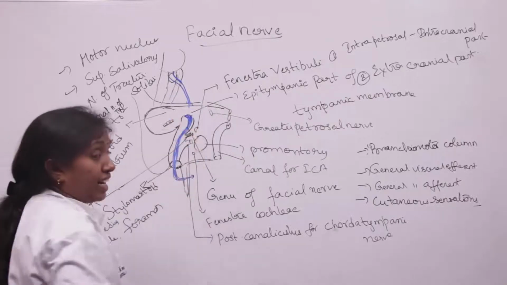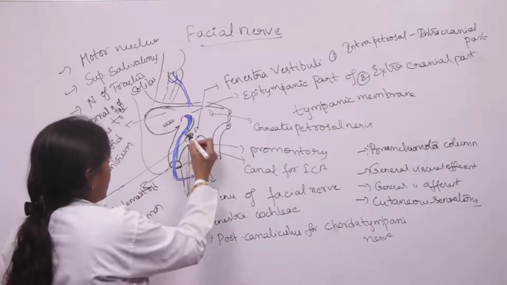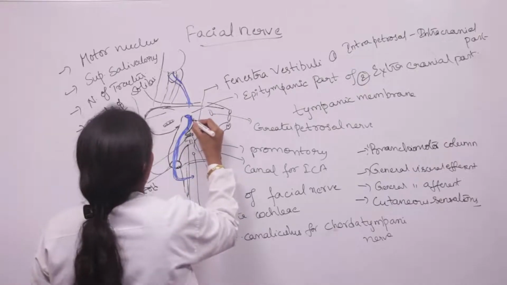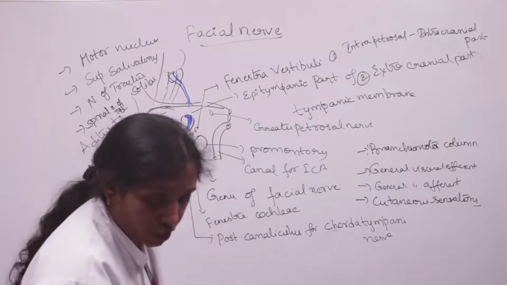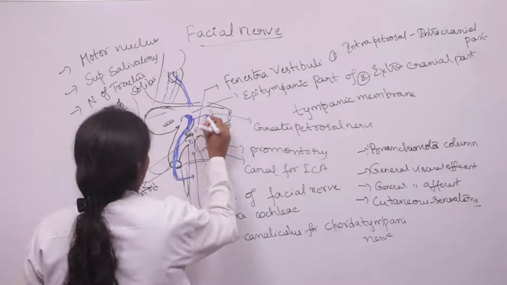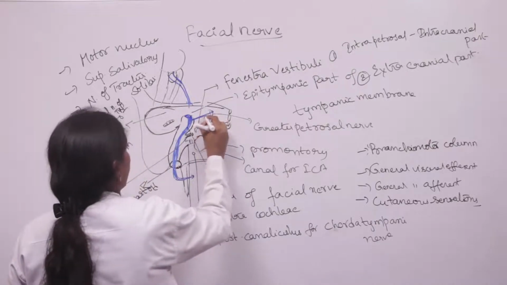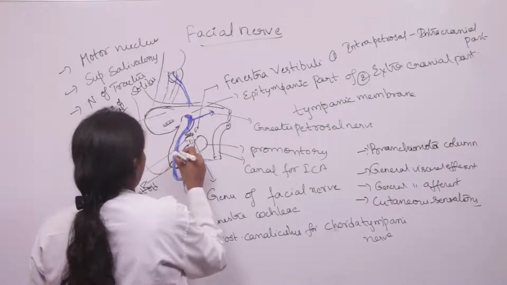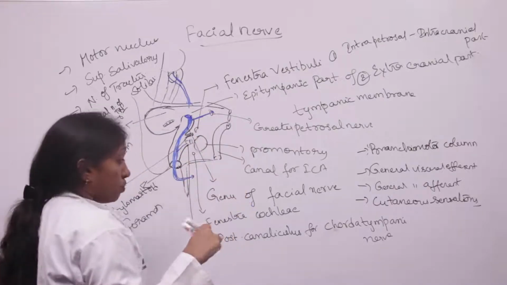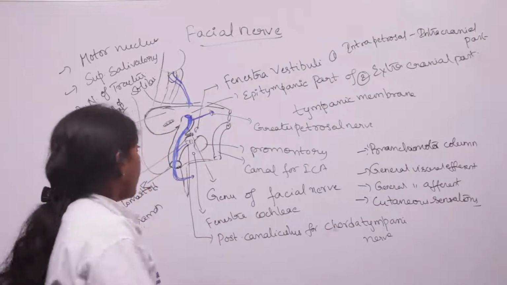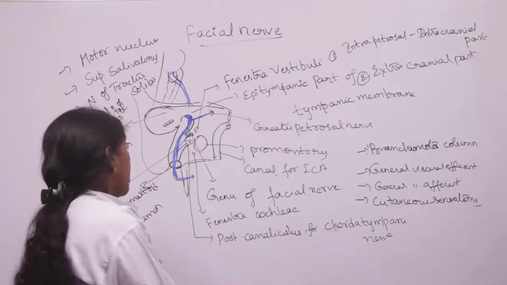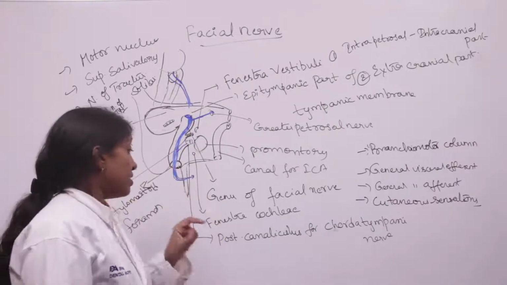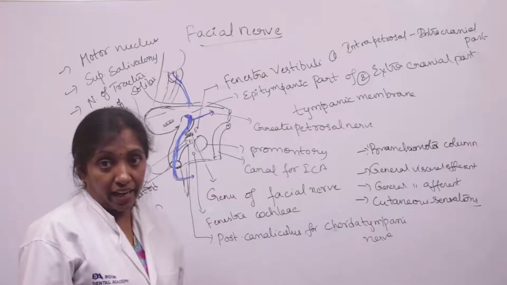In the facial canal, the nerve gives one branch that is called the nerve to stapedius, and at the genu it gives one important branch that is called the greater petrosal nerve. The chorda tympani nerve also arises here in the facial canal, and it passes through the posterior canaliculus of chorda tympani.